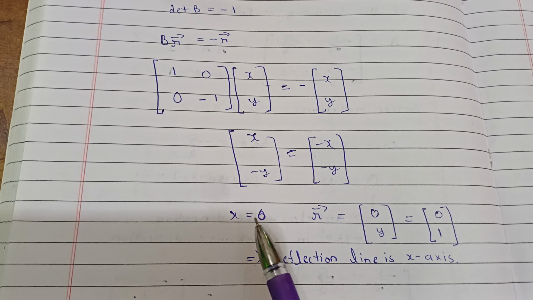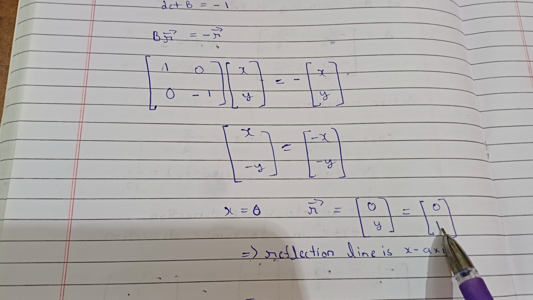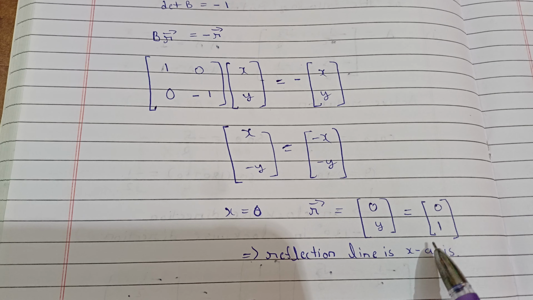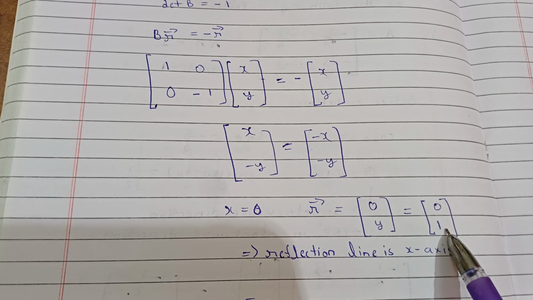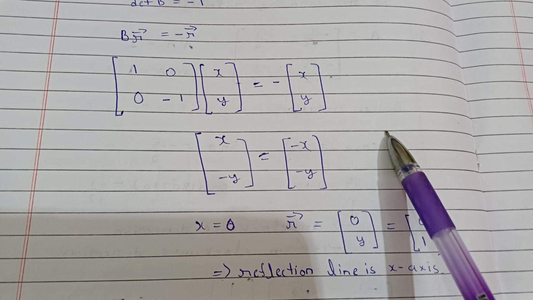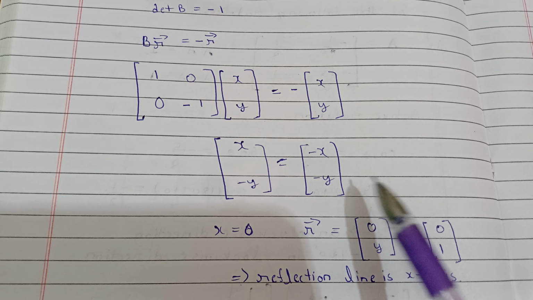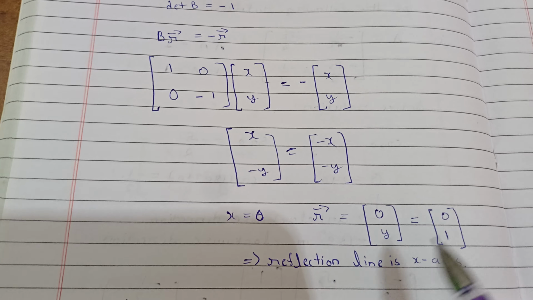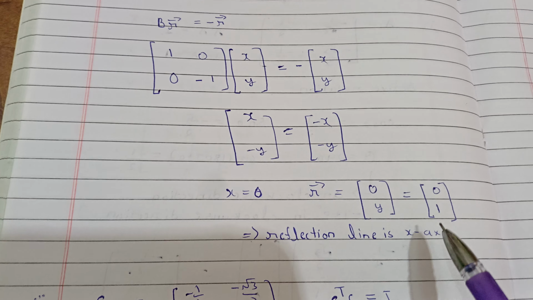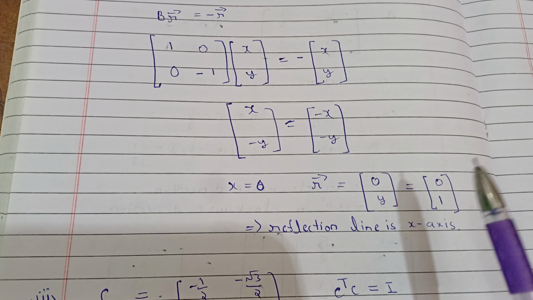So if this is the perpendicular axis to the reflection line, now it is our y axis. So simply we can say that if the reflection has taken place on the y axis, then definitely the x axis will be the reflection line. So if it is j cap, then the reflection line will be the x axis. Hope you get this point.